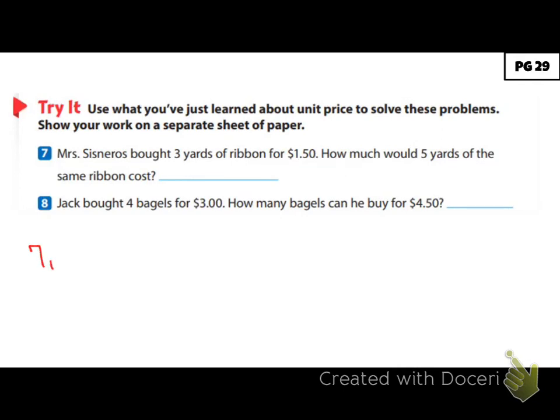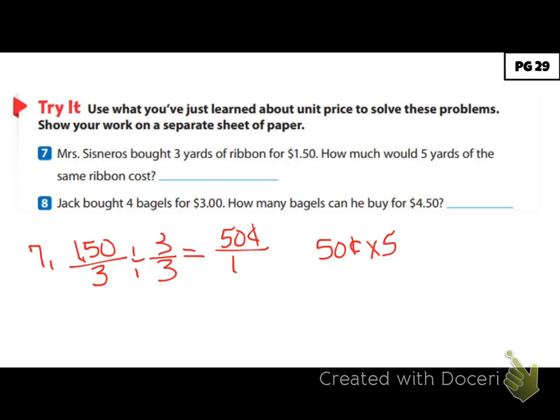Okay, for number 7, we're going to find our unit rate, and then we're going to multiply. So if it says Miss Cisneros bought 3 yards of ribbon for $1.50, how much would 5 yards of the same ribbon cost? Start with your ratio, $1.50 over 3. Then find your unit rate by dividing top and bottom by 3. You would get 50 cents for 1 yard. Then you would take your 50 cents and multiply it by 5 to get a total of $2.50.